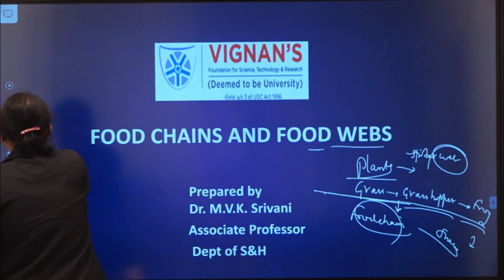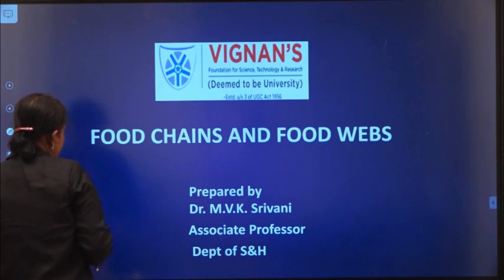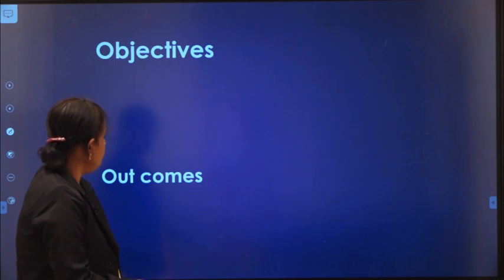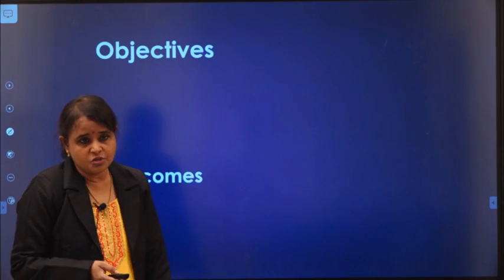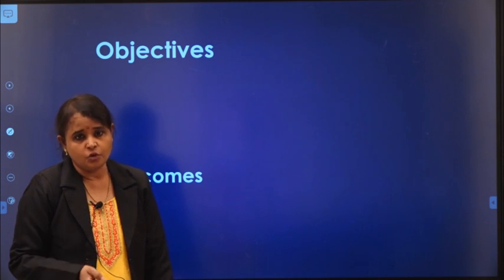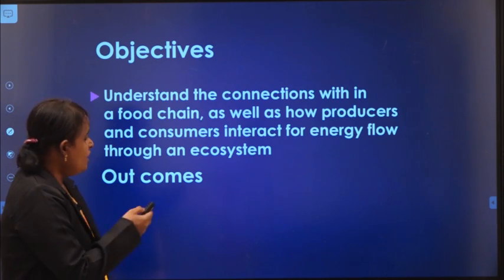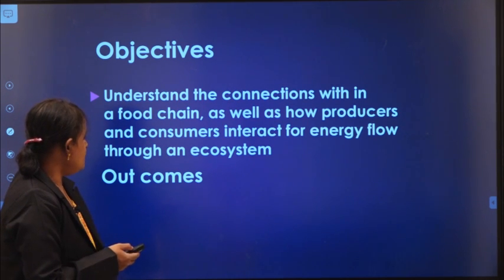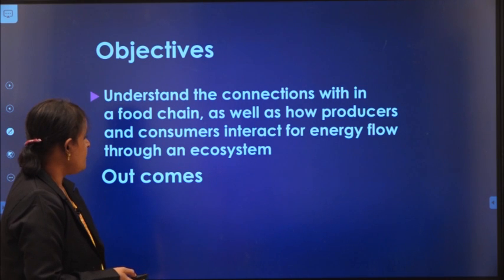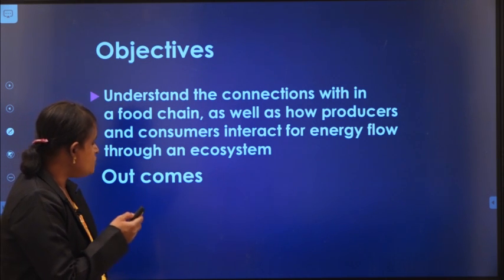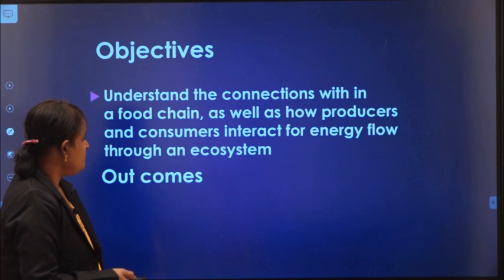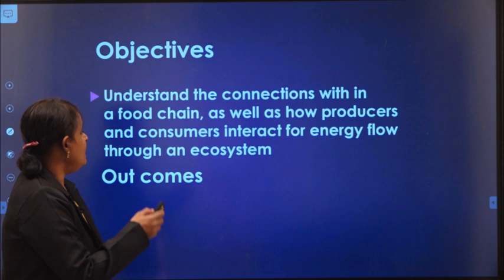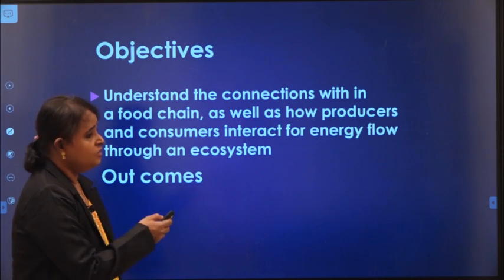So, now let us see food chains and food webs. See, what are the main objectives and outcomes of this topic? The main objectives of this topic are to help understand the connections within the food chain, as well as how producers, meaning plants, and consumers, which depend on others for food, interact for energy flow through an ecosystem.